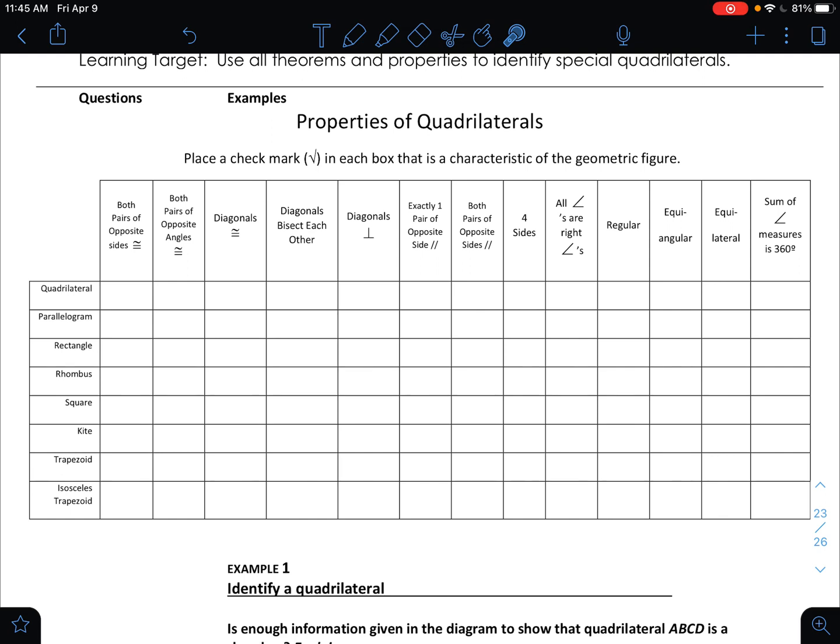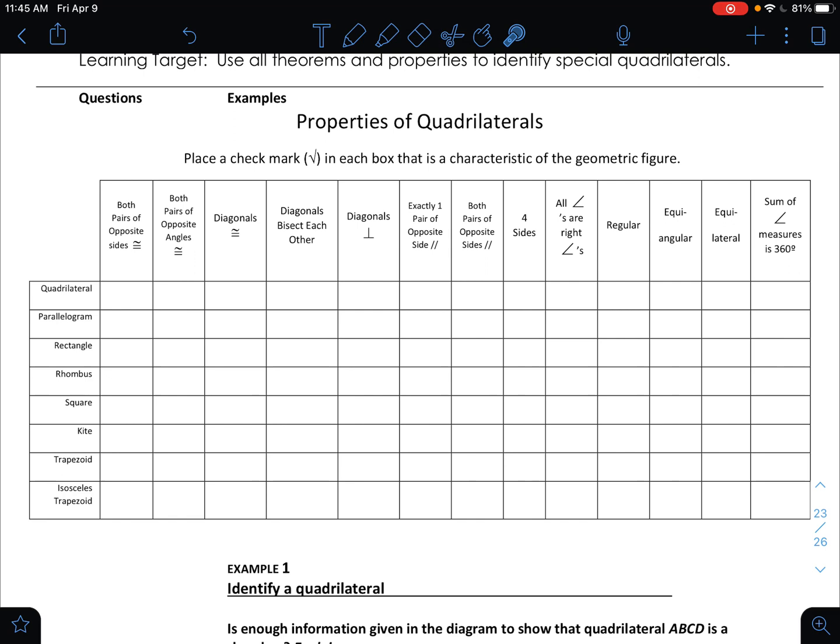So I want to give you a few minutes to think through this. You're going to place a check mark or an X in each box that is a characteristic of the geometric figure. As you work through this, you can approach it from the perspective: if that shape always has that property, you would put a check mark. I'll go in a column on the first one. If you want to go across, you can. That way it might be easier to think shape by shape.